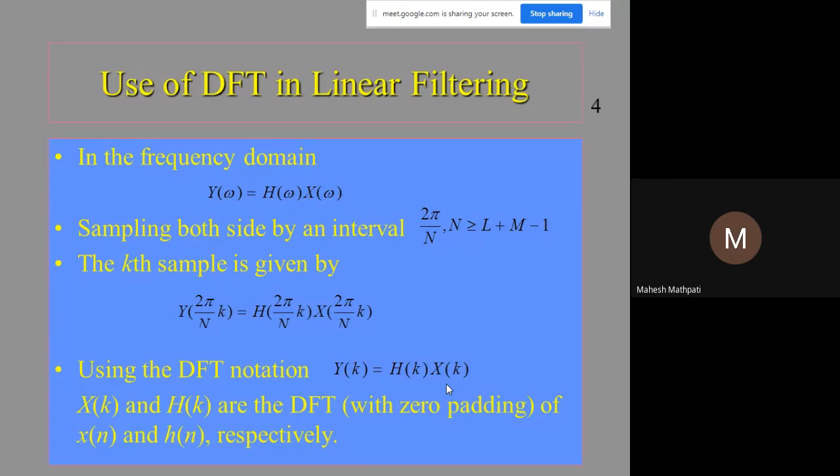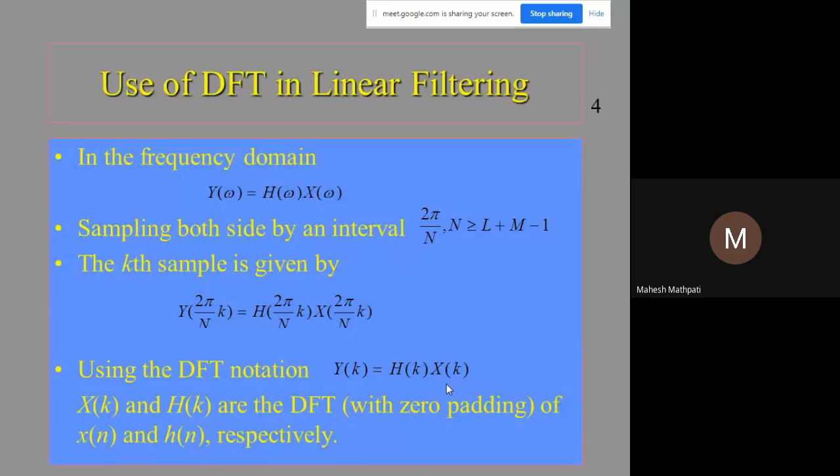Next point, using the DFT notation. The first part we write simply as Y of k equals H of k into X of k, where X of k and H of k are the DFT with zero padding of x of n and h of n respectively.